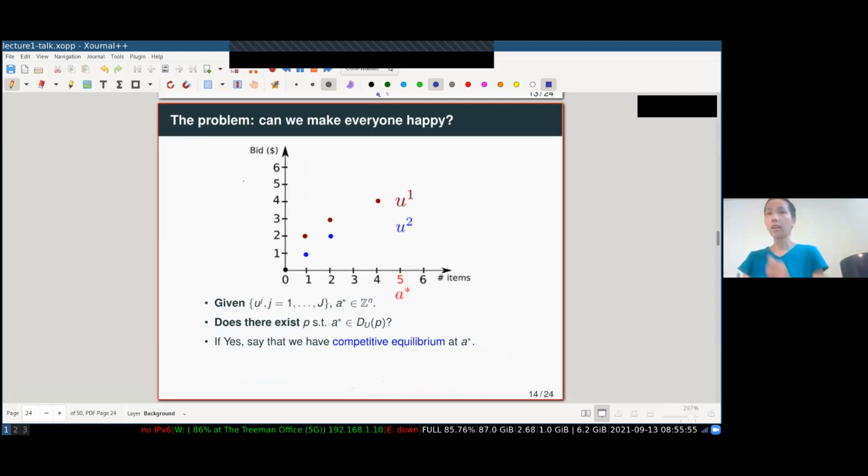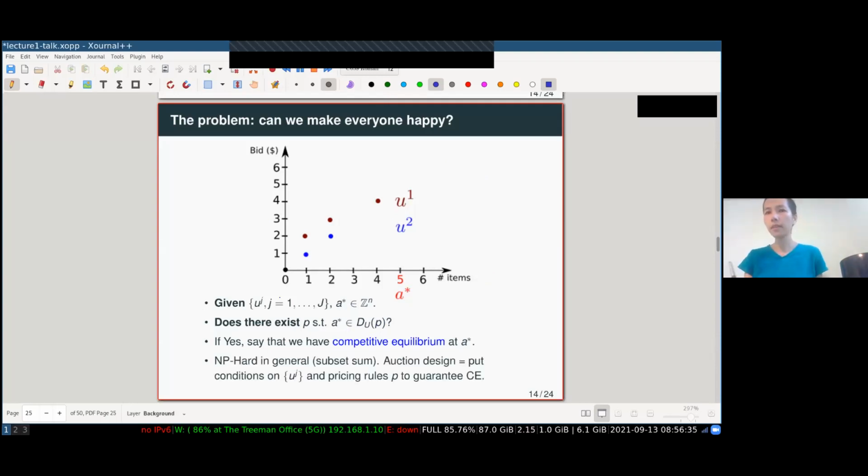So the problem here is, is this feasible always? Again, I'm given valuations, and I'm given a particular bundle I need to sell. Let's say in this baby example I have 2 agents and one type of item. Here's my A star, and here are the bids. My question is, does there exist a price such that A star is in the aggregated demand at this price? If such a P exists, then we say we have competitive equilibrium at A star. And if not, then we say we don't.